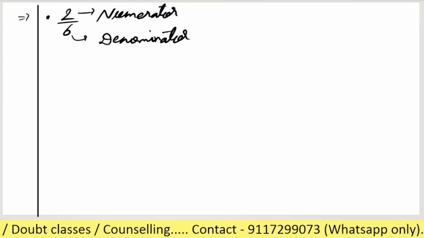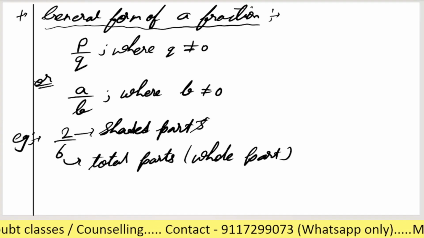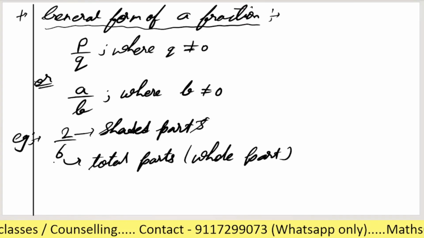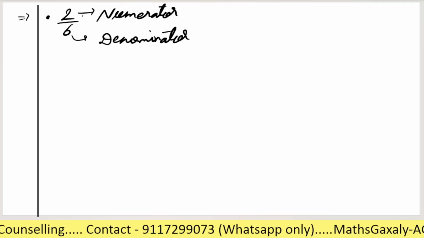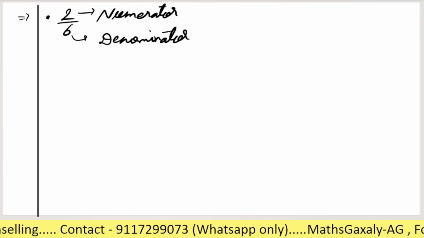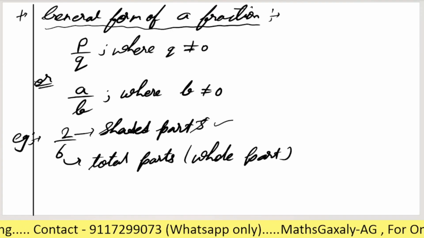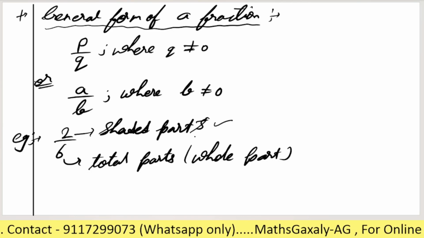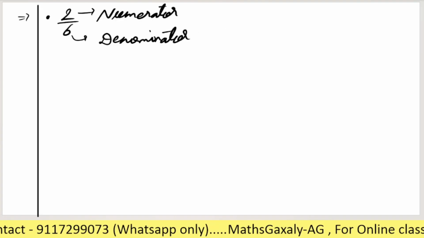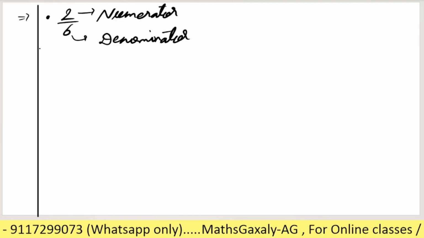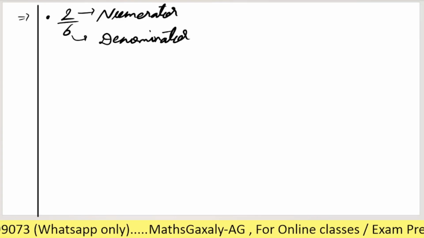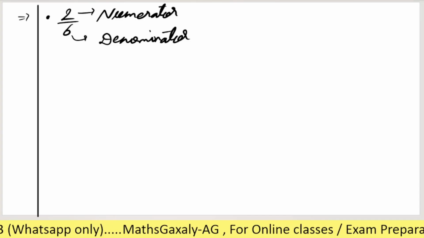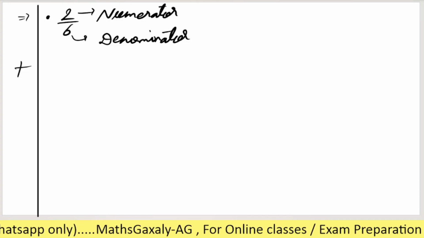Denominator is mainly the whole part. The denominator represents the whole part, as you can see here. 6 is the denominator, right? And this is the numerator, which is 2, which represents the shaded or unshaded part. Okay. Is it clear, dear? Or any doubt? So did you understand the concept of the fraction? Okay, now let's see another example.